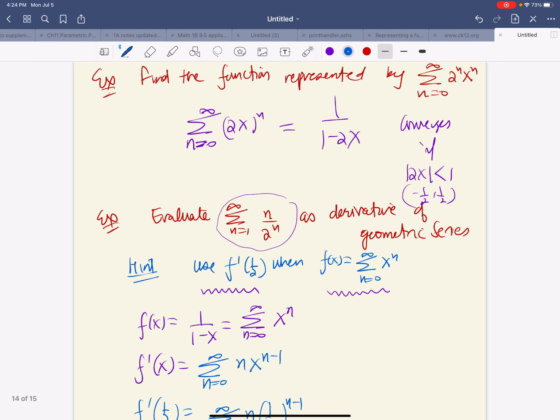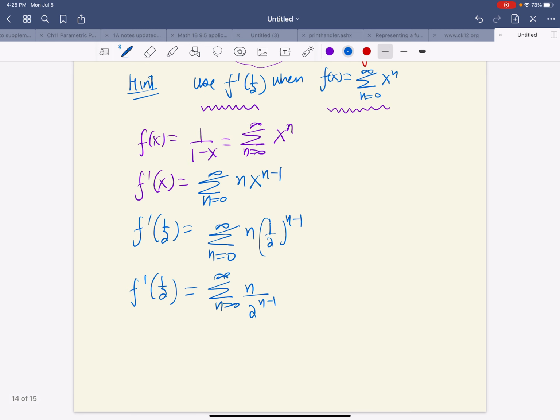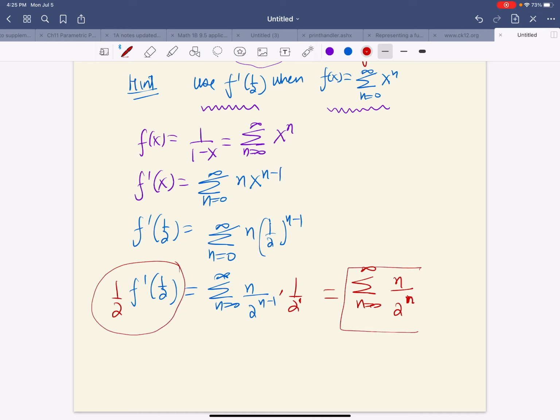Now in my case, I didn't have 2 to the power n minus 1. I had 1 over 2 to the power n. So how can I get 1 over 2 to the power n? What I can do is divide both sides by 2. That would give me 1/2 times 1/2. This is going to change my right hand side to n equals 0 to infinity n over 2 raised to the power n minus 1 plus 1, because we can add the exponents. It's going to be 2 to the power n. So this is exactly what I need, and that's going to be the sum of this series.